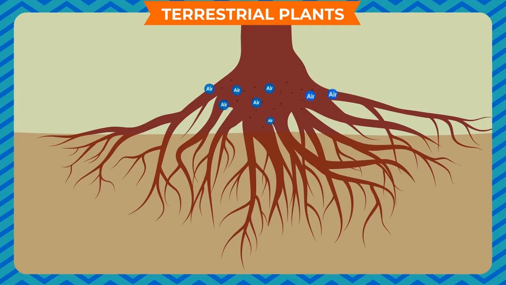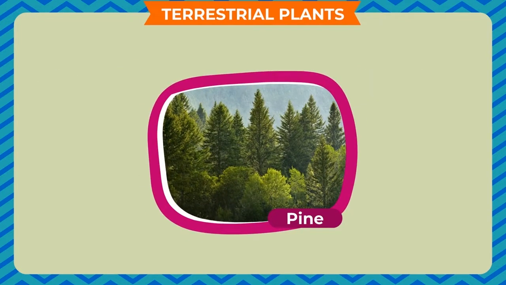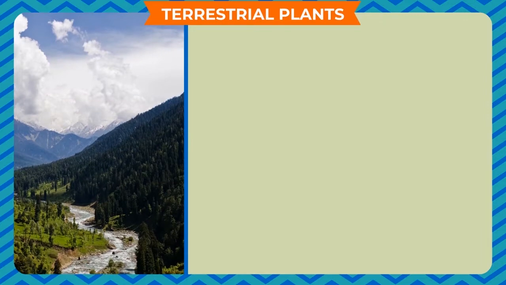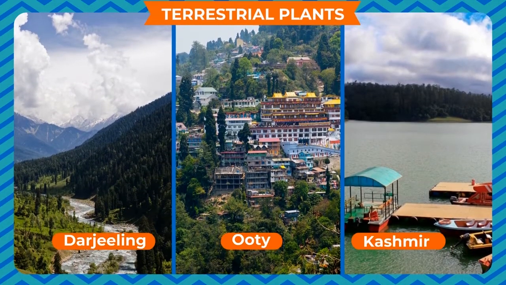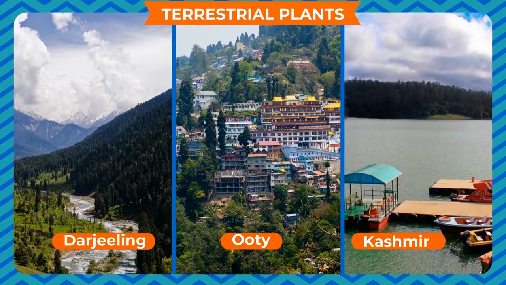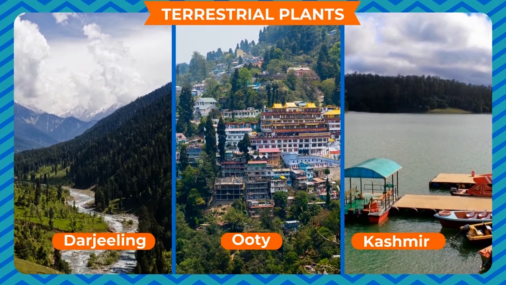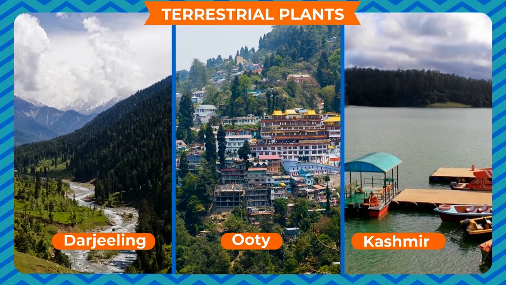Some trees such as cedar, cypress, fir, spruce, and pine grow in very cold and hilly places. We can see them in hilly areas like Darjeeling, Ooty, and Kashmir. These trees have needle-like leaves and cones in places of flowers. Such trees are called conifers.